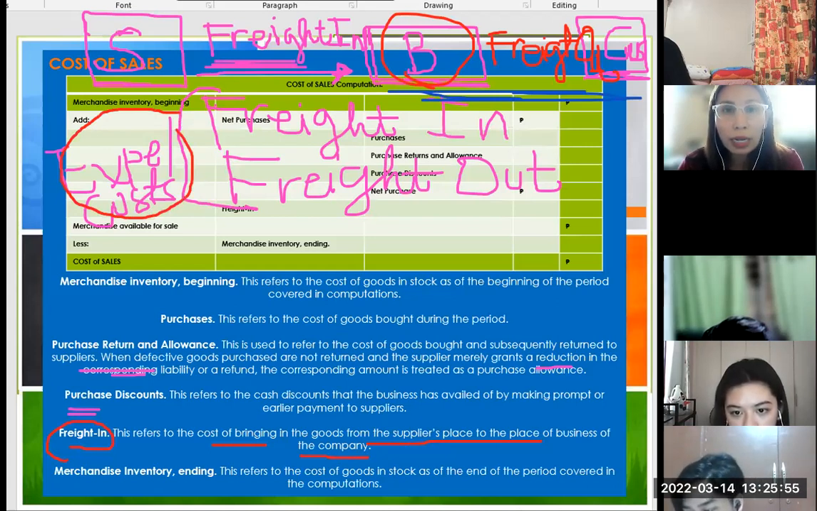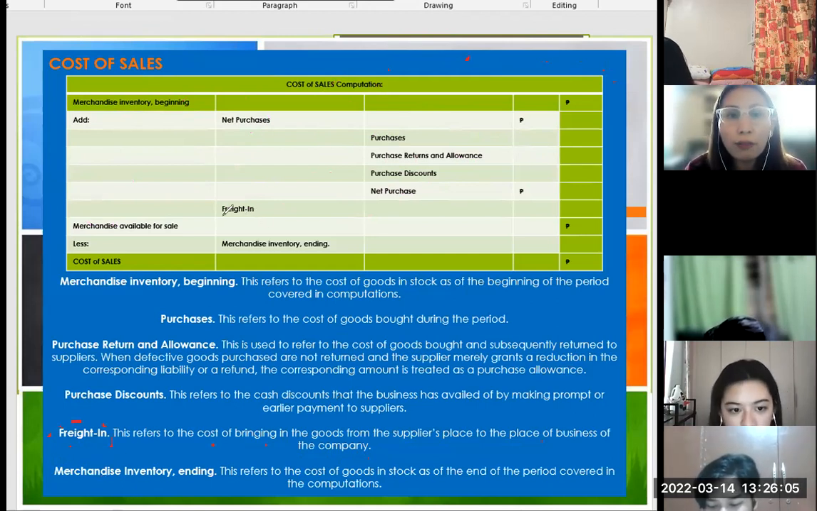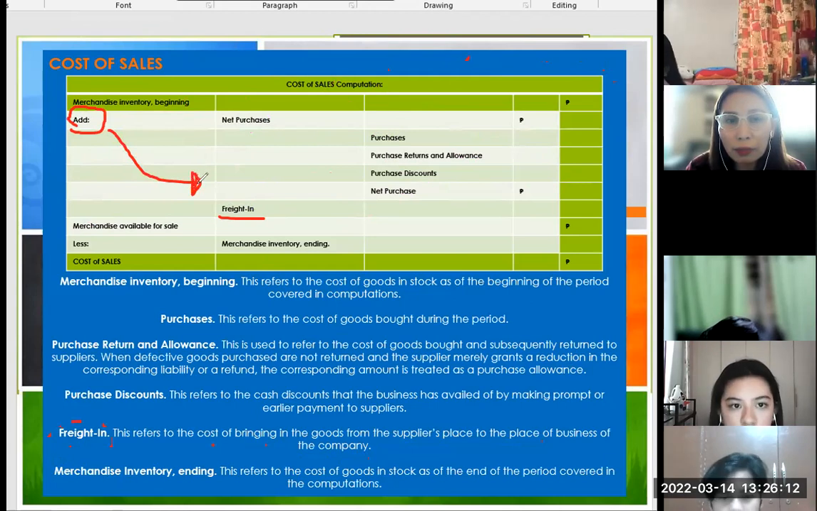Okay? Again, these two are expenses. I hope malinaw ang drawing and explanation kasi nakakalito. Okay. Yung freight in, again, is also expense kaya siya ina-add. Okay, ina-add siya. Naka-add din.